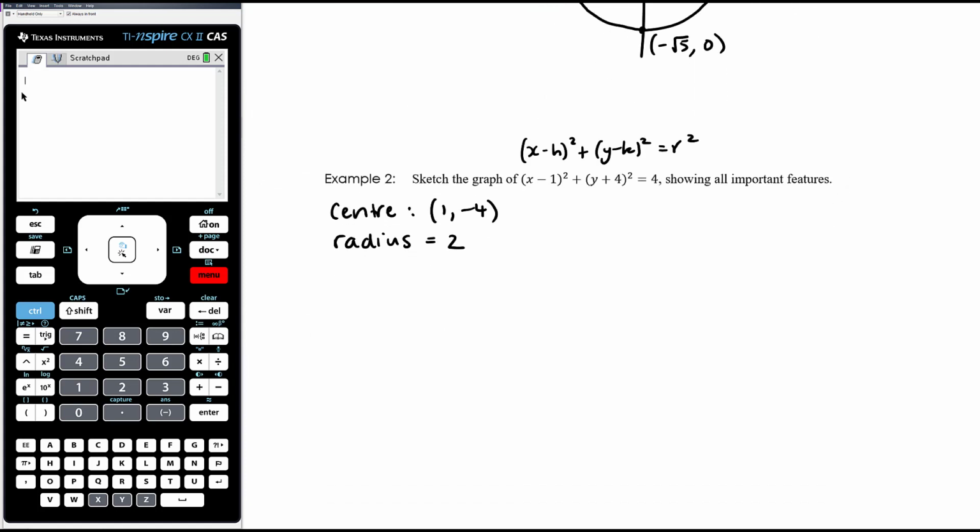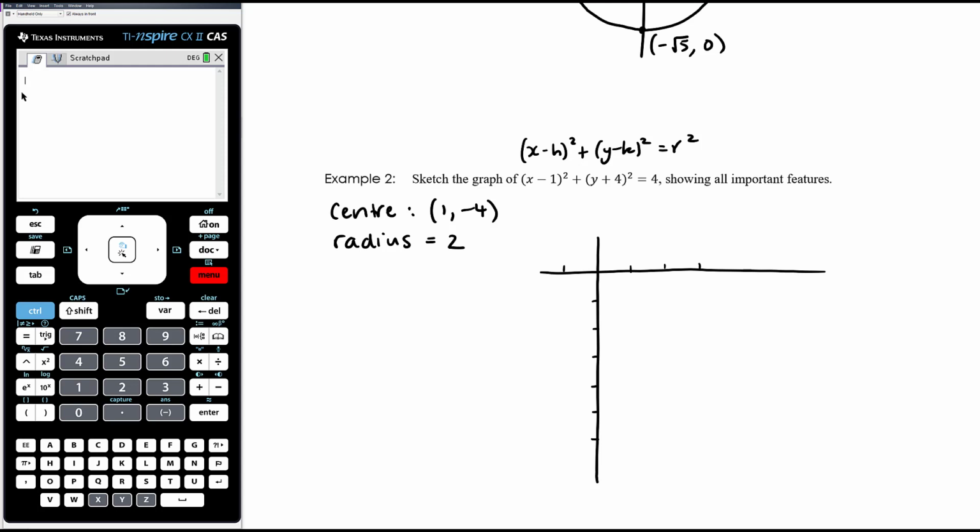Alright, so centre is at (1, negative 4). Radius is going to be 2, so we're going to need to go 2 below that centre, 2 above that centre, 2 to the left of that centre, and 2 to the right of that centre. So we do just need to think about that in our scaling. I definitely need to go down as far as negative 6, so let's let that guide the scale. So I'm going to go negative 1, negative 2, negative 3, negative 4, negative 5, negative 6. And I'm going to use the same scale on my x-axis.